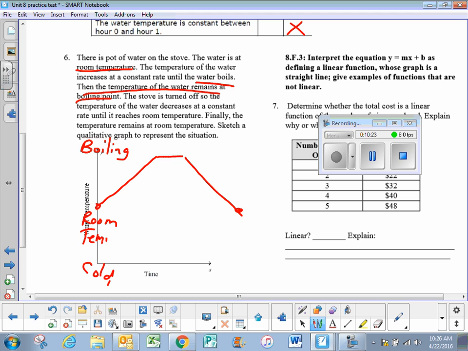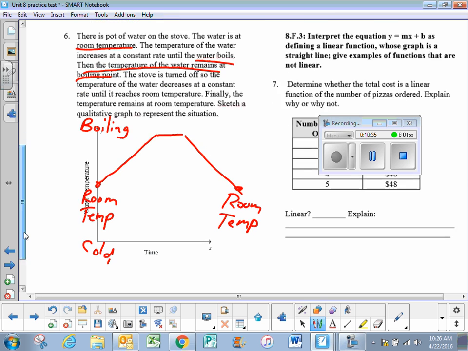So you don't have to label it, but this is what yours should look like. Now, it doesn't have to look exactly like that, but it should increase at a constant rate, decrease at a constant rate, and it should level out in the middle. Any questions on that one?